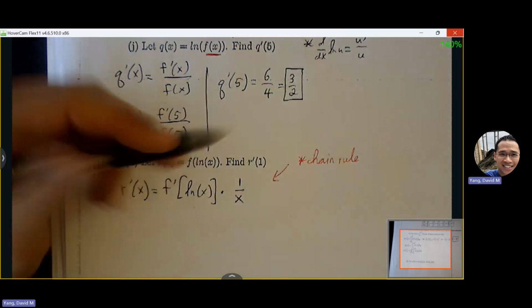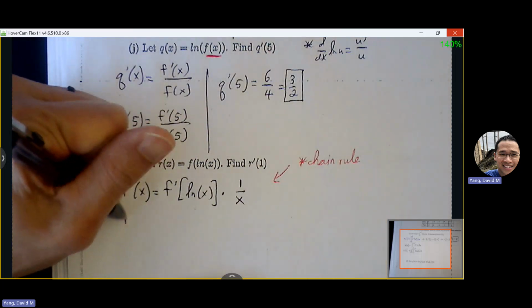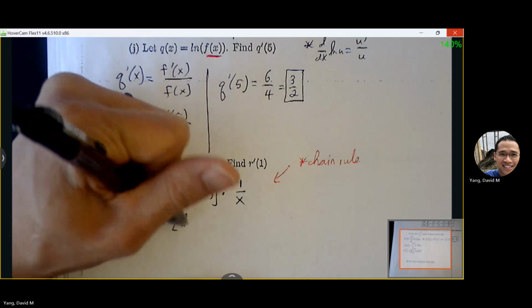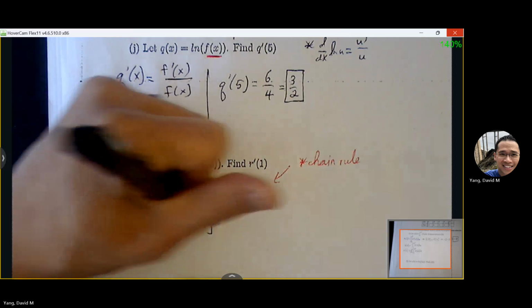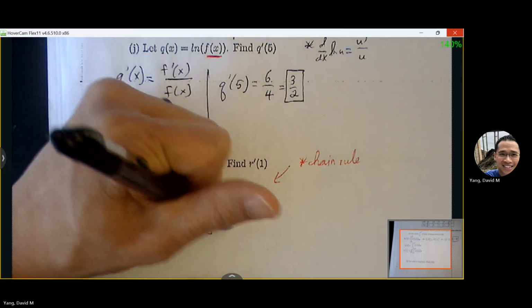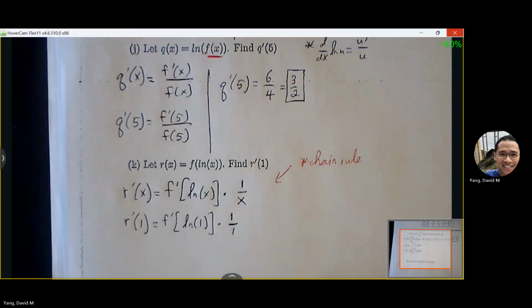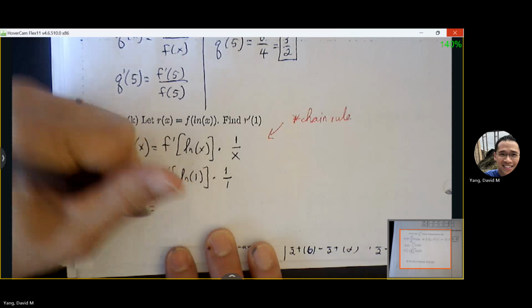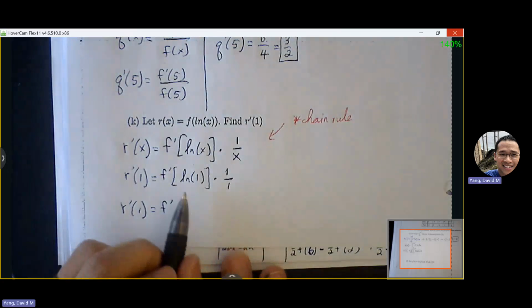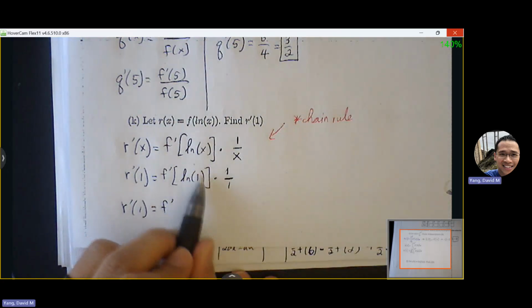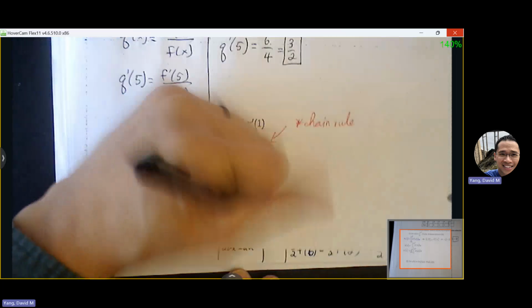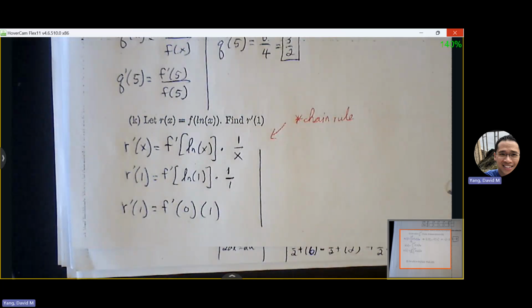Okay, replace every x with 1 and see if we can get it down to a number. So natural log of 1, we can actually evaluate that. Natural log of 1 is 0. So f prime of 0 times 1. We know f prime of 0. Table gives us -3.